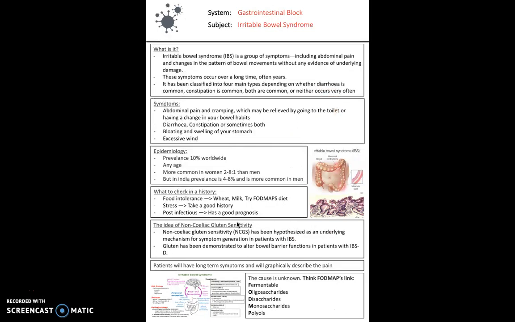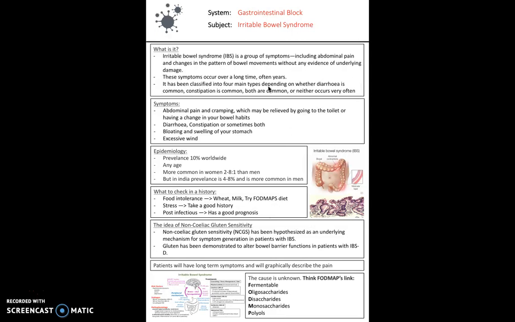Next, we've got irritable bowel syndrome. So this is a group of symptoms essentially as opposed to one clinical condition, and it includes abdominal pain and changes in the pattern of bowel movements without any evidence of an actual underlying pathophysiological cause, and these symptoms tend to occur over a long time, often years. It can be classified into 4 types depending on whether the diarrhea is common, constipation is common, both are common, or neither occur very often.